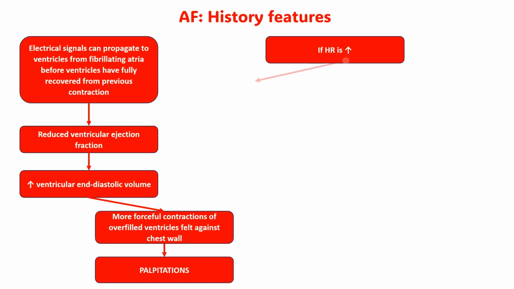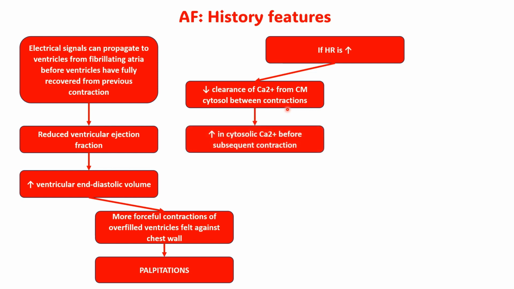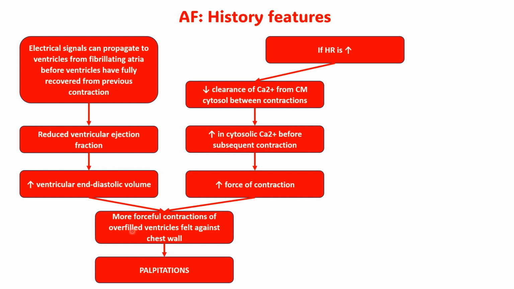So that's the reason why patients have palpitations. And essentially, if the heart rate is increased, there's decreased clearance of calcium from the cardiomyocyte cytosol between contractions. So remember, you have that accumulation of calcium. There's increased calcium before subsequent contraction. That also contributes to an increased force of contraction, which is here, and then that also contributes to palpitations. So the fact that the end diastolic volume is larger, and also because there's less clearance of calcium.